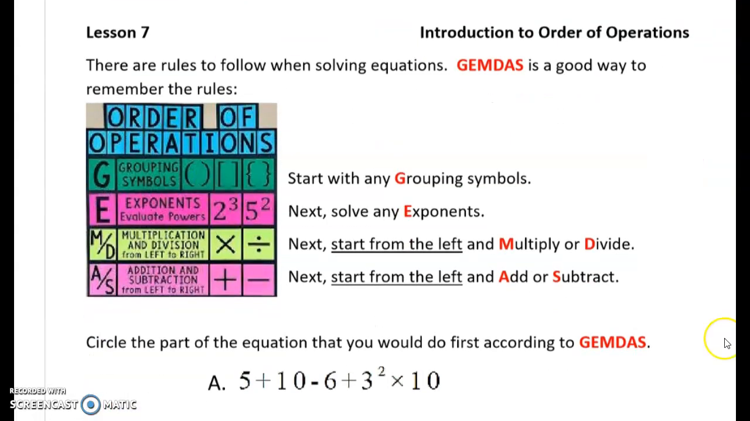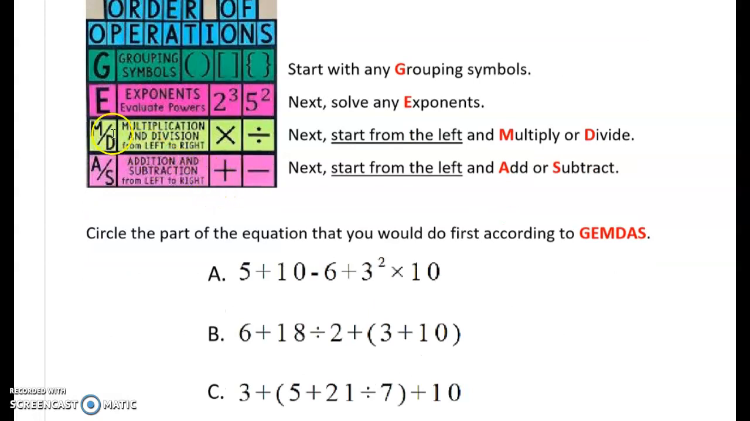Okay. Now moving on to the introduction of order of operations. So GEMDAS is kind of how we try to remember this. Groupings, they could be parentheses, brackets of any sort. So if you look at these grouping symbols here, you can see parentheses, brackets, and then these are brackets as well, just a little different looking, but they are grouping symbols. Exponents we've been talking about. So it's that base number with that little number up top, which is called an exponent.